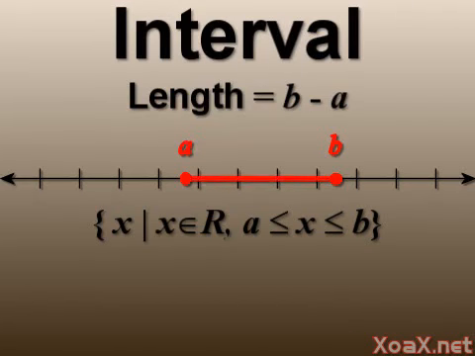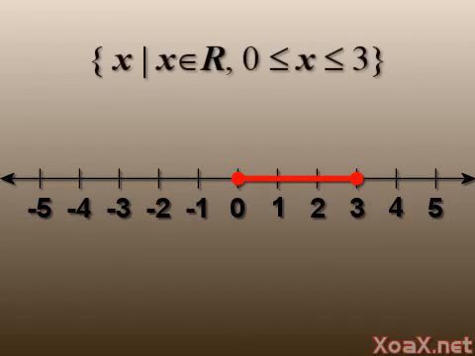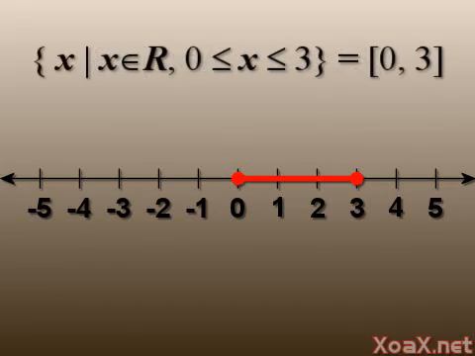We can graph intervals on the real number line by drawing a line segment like this. For example, the graph of the set of real numbers between 0 and 3 looks like this. This set notation is read as the set of all x such that x is a real number and x is greater than or equal to 0 and less than or equal to 3. Since intervals are a very common type of set, there's a shorthand notation for this interval which looks like this.